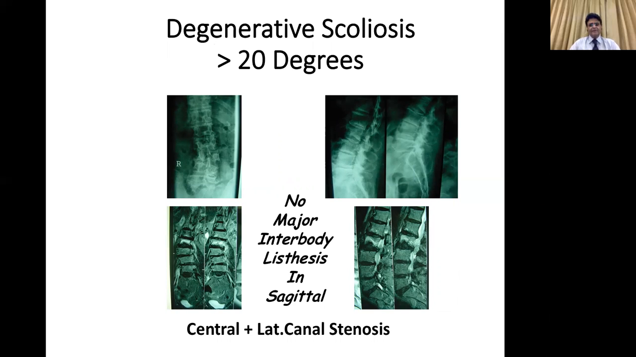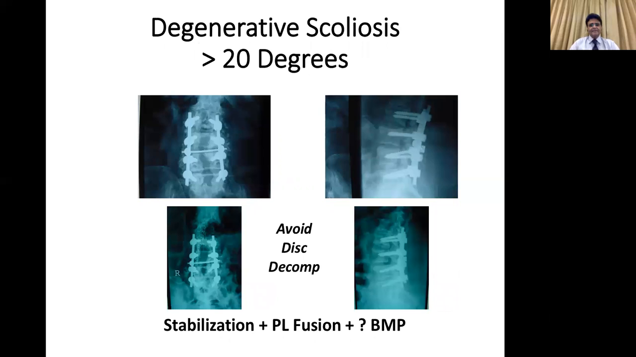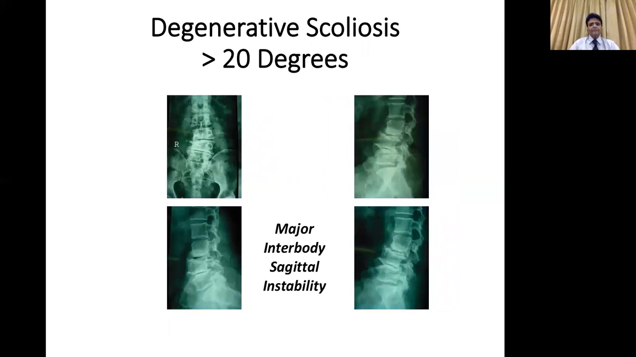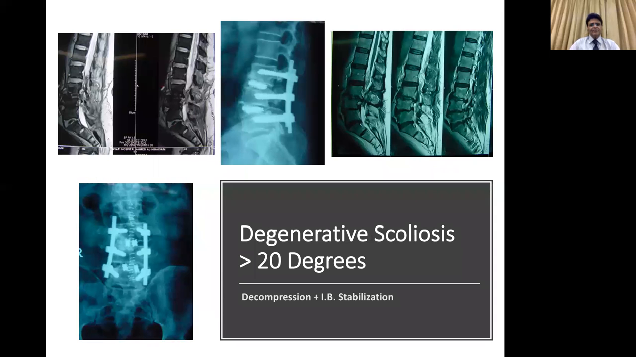There's not much of pro and retrolisthesis. There's a lateral listhesis to a certain extent. So in these patients, a central and lateral canal stenosis decompressed, put in your screws and do a copious posterolateral fusion. While those where there's a significant interbody instability in sagittal plane as well as coronal plane, these are the ones who would need posterolateral, but more so interbody fusions to correct the deformity and maintain it with as short as possible.